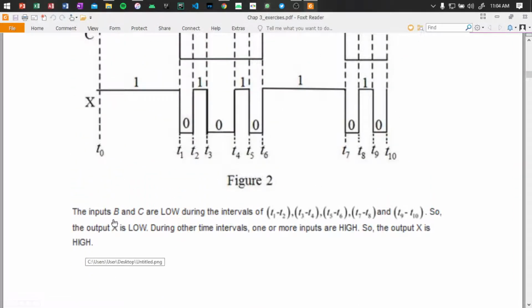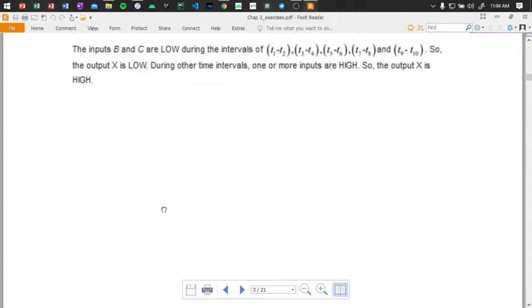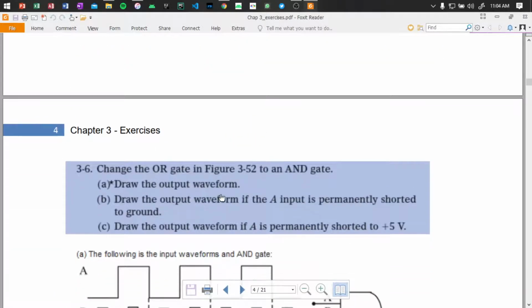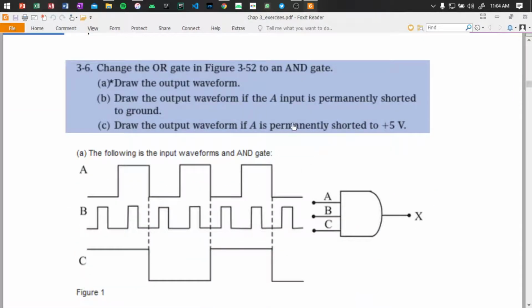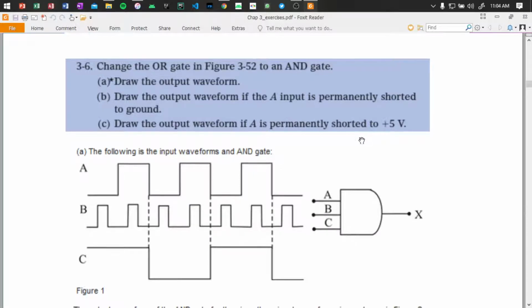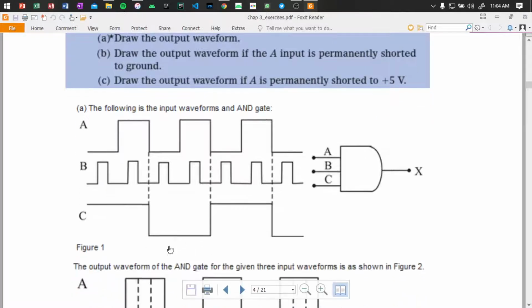The inputs of B and C are low during the intervals T1 to T2, T3 to T4, and so on. So the output of X is low during the other time intervals. If one or more inputs are high, the output X is high too. Now change the OR gate to the AND gate. Okay, perfect. As we know, the AND gate formula is A times B times C. You have to draw the output. Okay, we know this one.